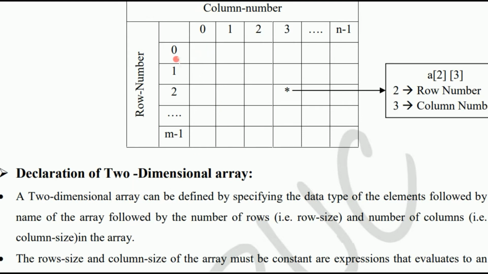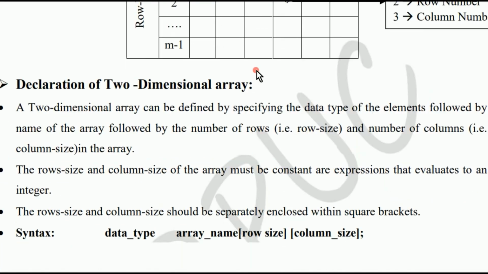And each element is represented by a row number and a column number. For example, A of 0, 0 is this element. A of 0, 1 is this element. A of 0, 2 is this element. Again, A of 1, 0, A of 1, 1, and A of 1, 2, and then A of 2, 0, 2, 1, 2, 2. That means it will take the row number and then repeat the column numbers. 0, 0, 0, 1, 0, 2. Then 1, 0, 1, 1, 1, 2. Then 2, 0, 2, 1, 2, 2. Like that.